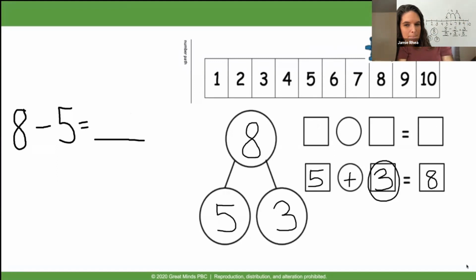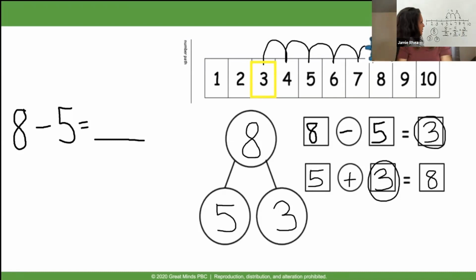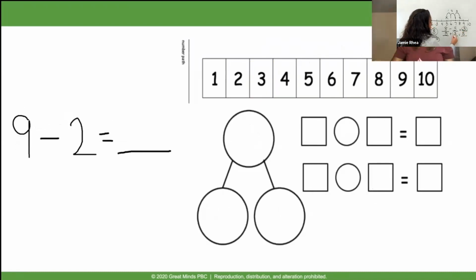Let's count as we draw our hopping marks. You ready? 1, 2, 3, 4, 5. What number did you land on? 3. You're right, 3. Write the number sentence and put a circle around what we were solving for. What did we solve for? We got our 3. All right, fill in your number bond and number sentence.